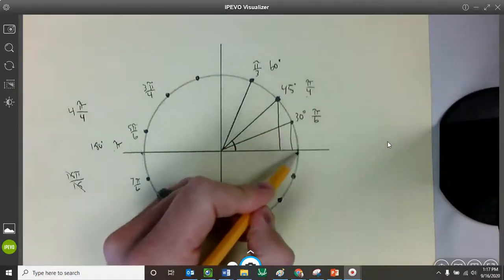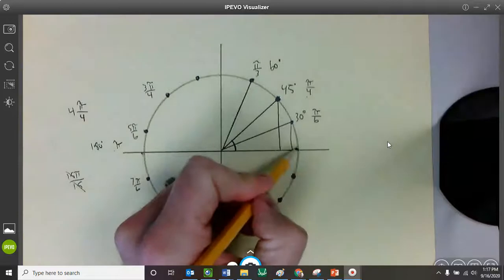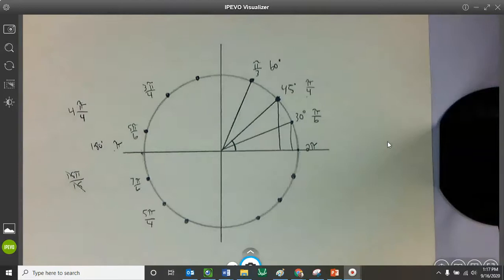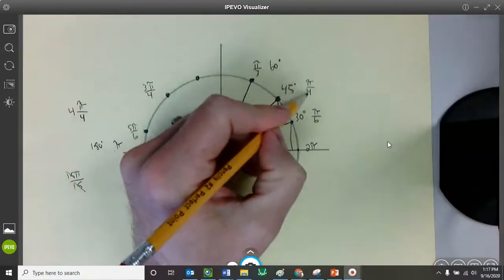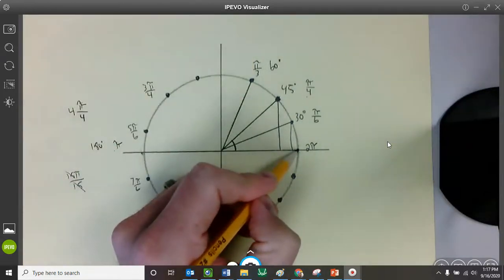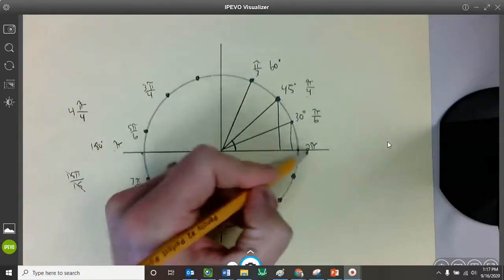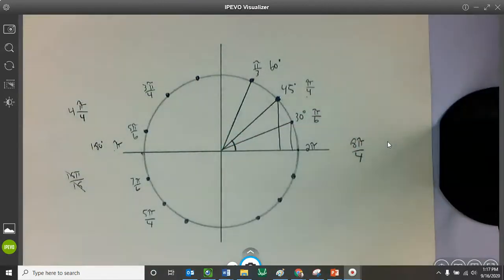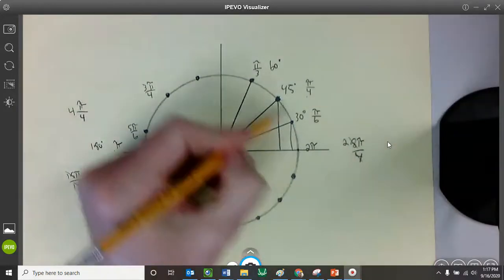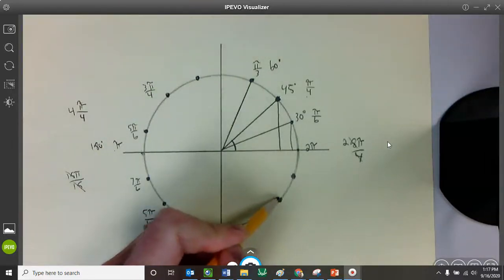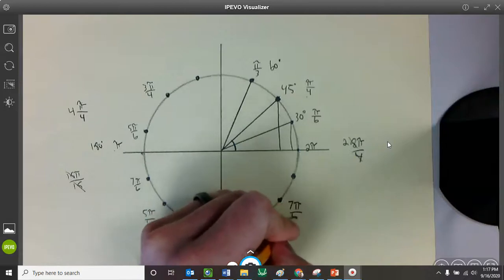How many pi's over 4 would it take to go all the way around the circle? Remember, all the way around the circle is 2 pi radians. So how many fourths would it take to get to 2? The answer? 8. It would take 8 pi's over 4. 8 pi over 4 would cancel, and I'd be left with 2 pi, which is where we want to be. So to go all the way around the circle, that's 8 pi's over 4. But I'm going to back it up one of them, and that will leave me at 7 pi's over 4. Okay?